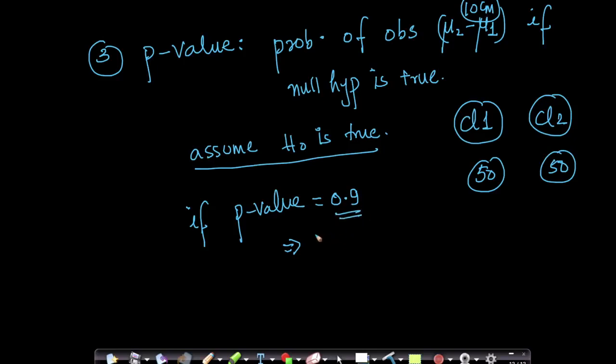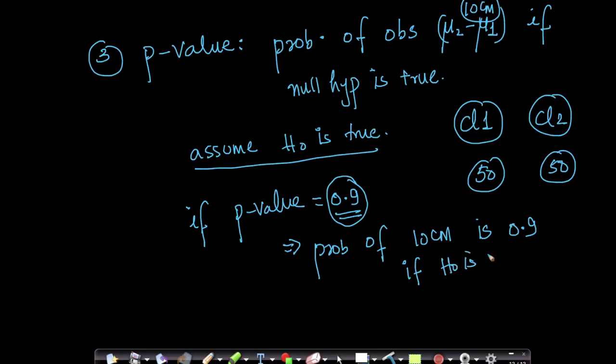This is a very, very interesting concept, and something that we have to digest very carefully. So if the p-value is 0.9, it means that the probability of observing a difference of 10 centimeters in the means of heights of students of class 1 and class 2 is 0.9 if my null hypothesis is true. And what is the null hypothesis?